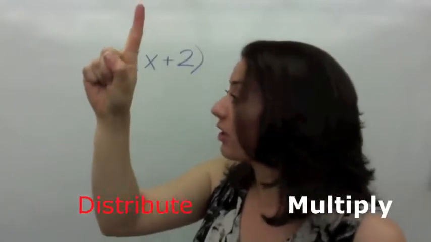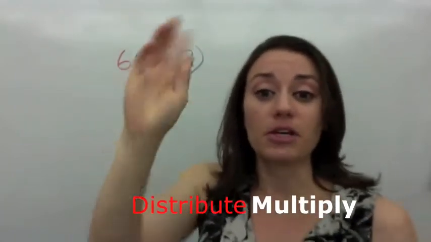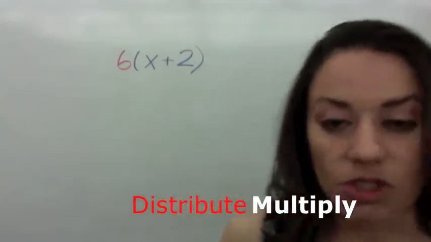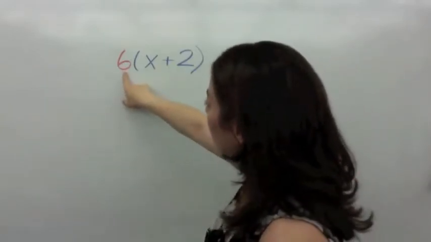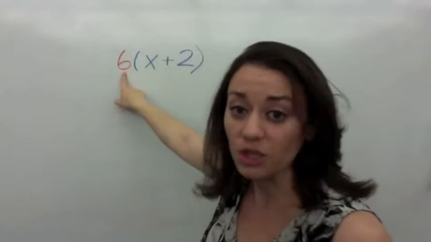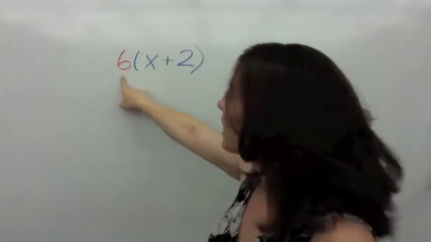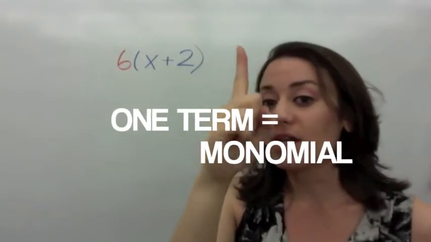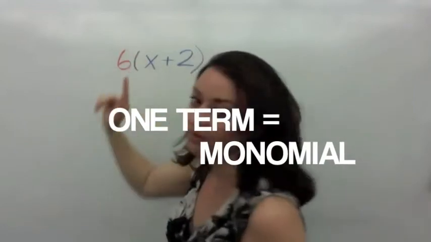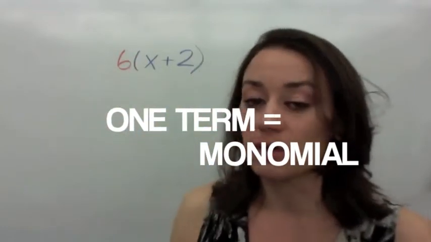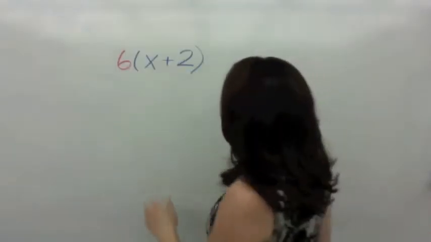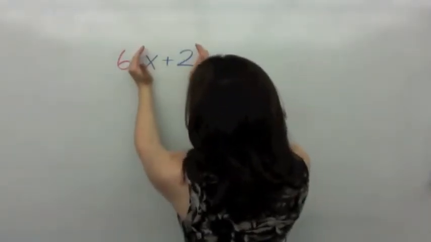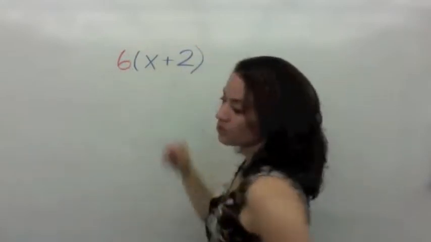You hold up your finger in the air and you go like this. You say distribute, multiply. So the term for this number we know is a coefficient, right? Well, technically, because there's only one term, because 6 is by itself, that's called a monomial. Repeat after me, say monomial. That means one term. In the parentheses, we see the quantity of x plus 2, right?